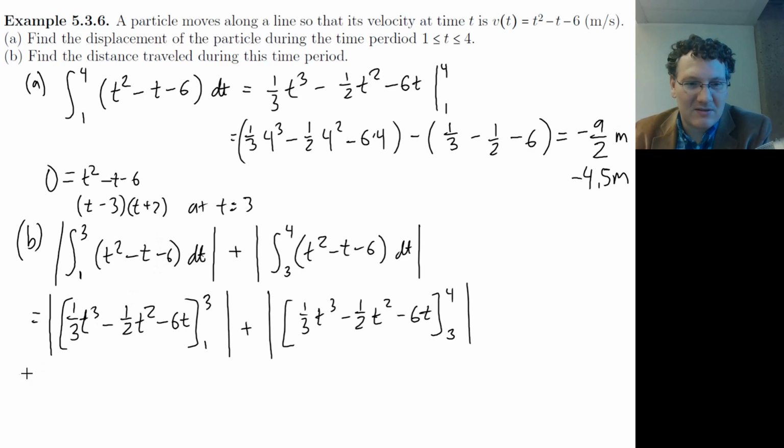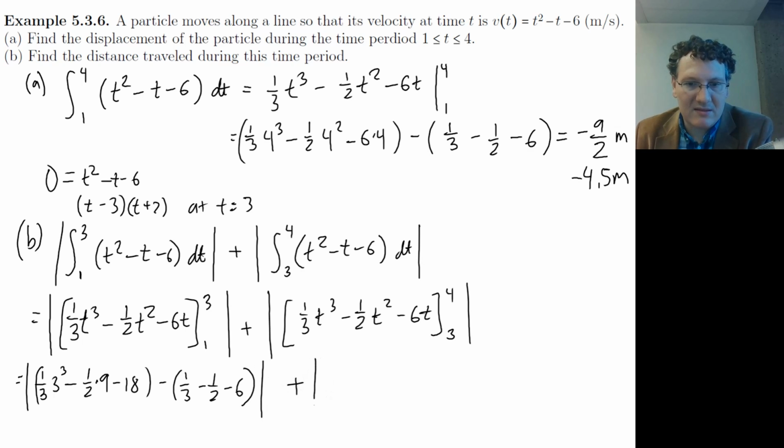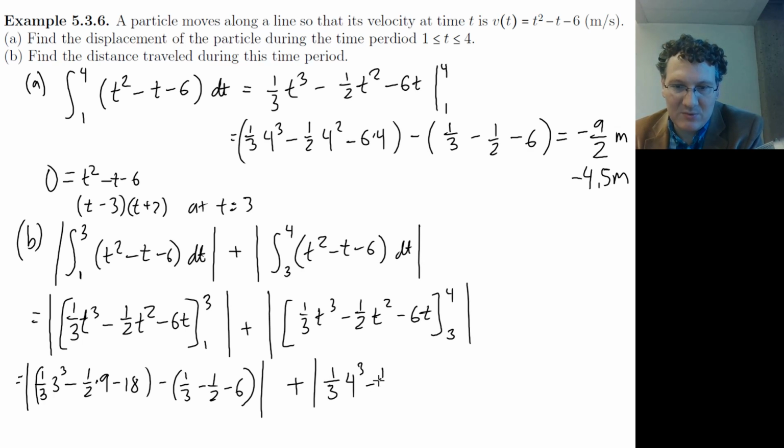So this first one is going to be, let's see, 1/3 times 3 to the third minus 1/2 times 9 minus 18, minus the 1/3 minus a 1/2 minus a 6, plus this other part, which is going to be 1/3 times 4 to the third minus 1/2 times 4 squared minus this 24, 6 times 4.